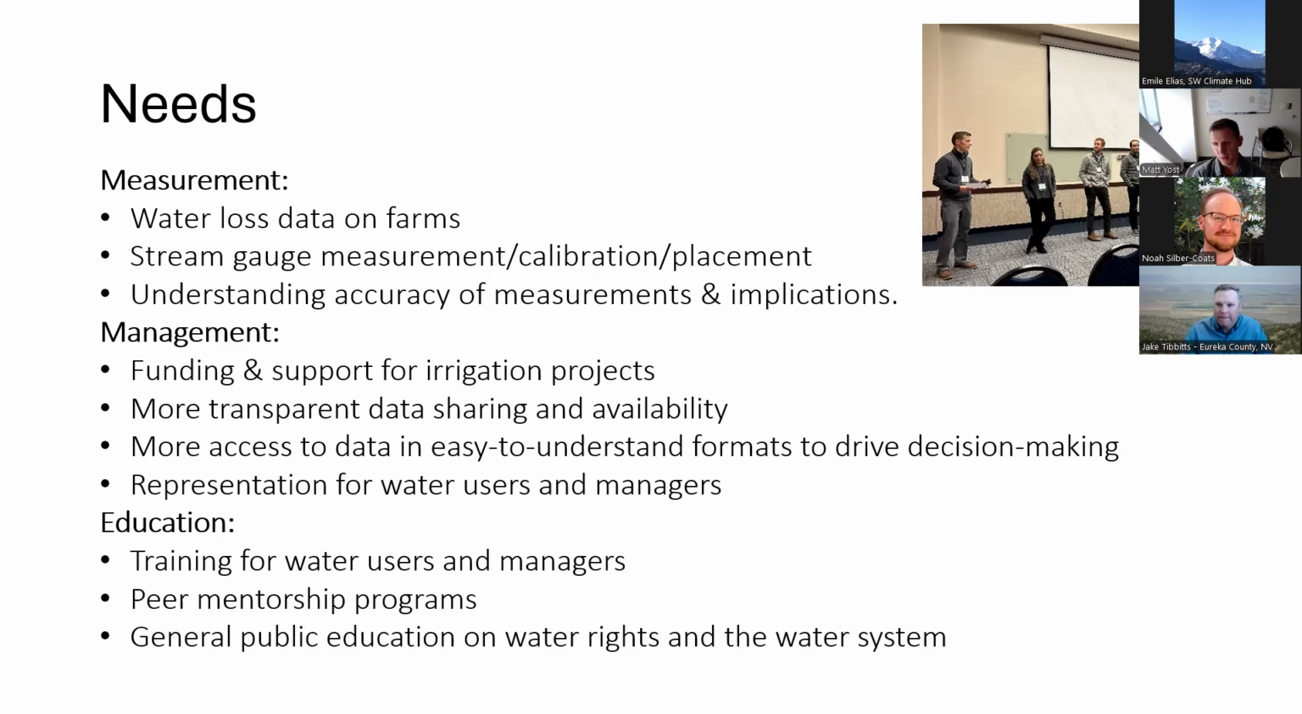Many water managers actually noted that with the lack of data, sometimes they just have to use other ways, how they feel or what's available.